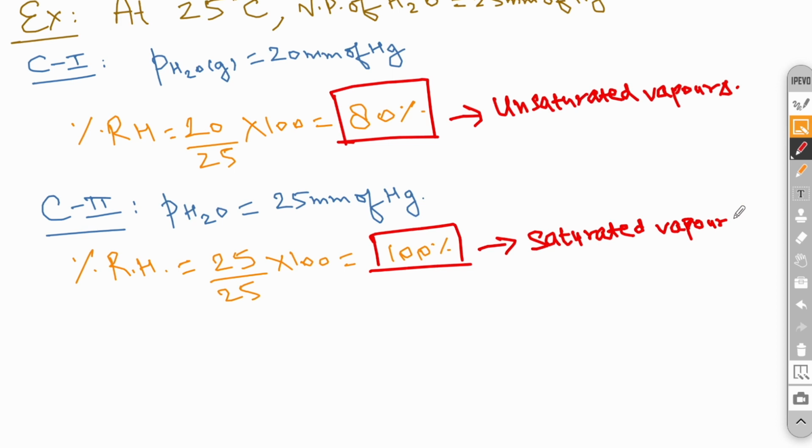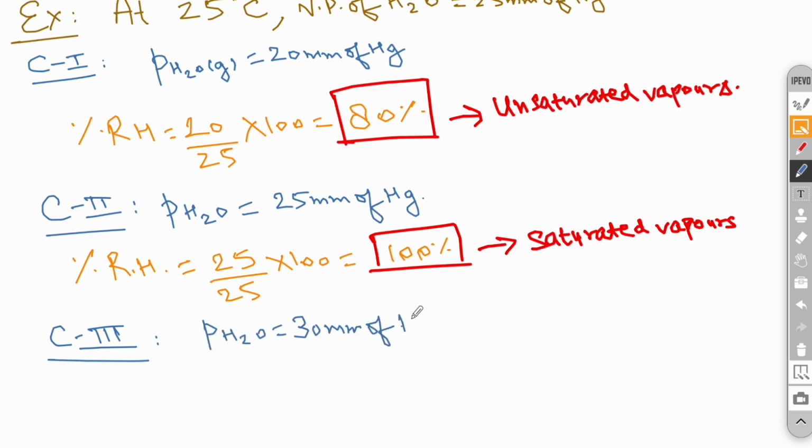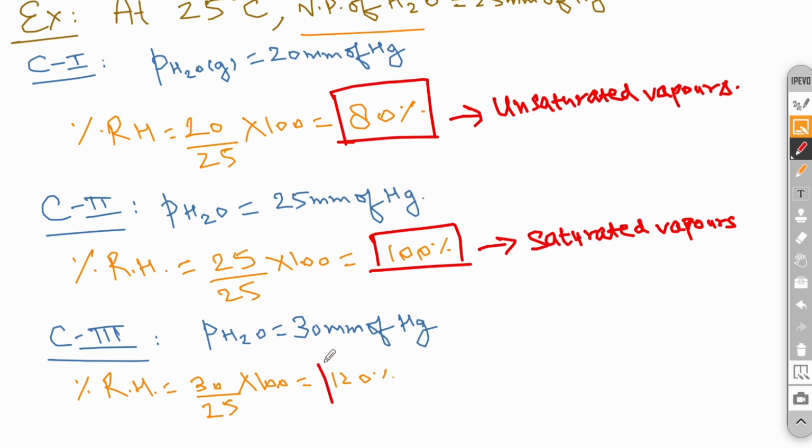And now we'll write the third case where relative humidity will be greater than 100%. So let's say here we have the partial pressure of water given as 30 mm of mercury. So percentage of relative humidity will be equal to 30 divided by 25 multiplied by 100. It will come out to be 120%, right? So since it's greater than 100%, we'll call it supersaturated vapors.